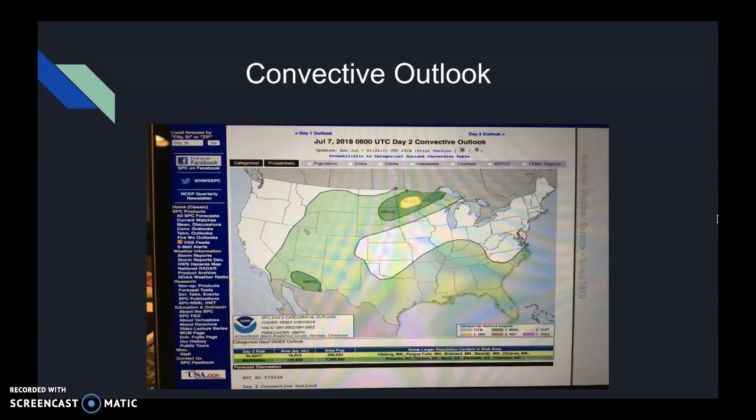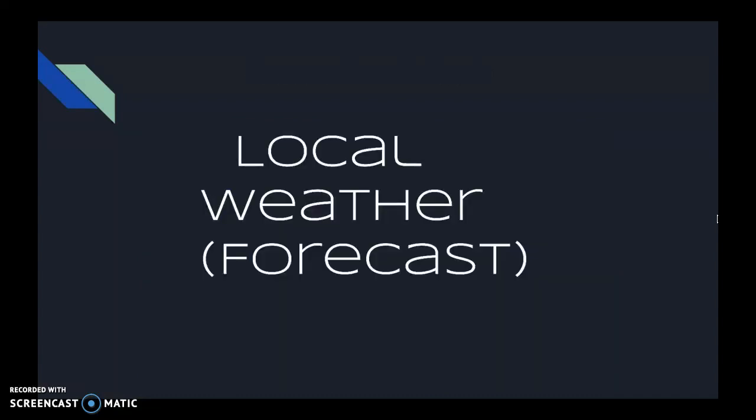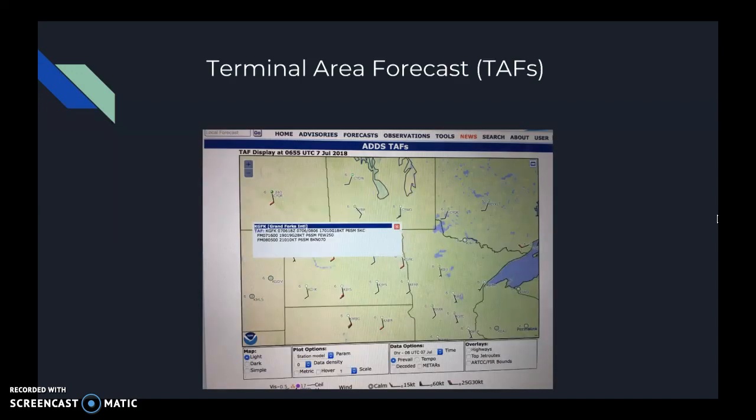Here's a convective outlook, showing the 2-day forecast for convective activity. Across North Dakota, South Dakota, and Minnesota, there's a marginal to slight chance. Forecast for local weather.